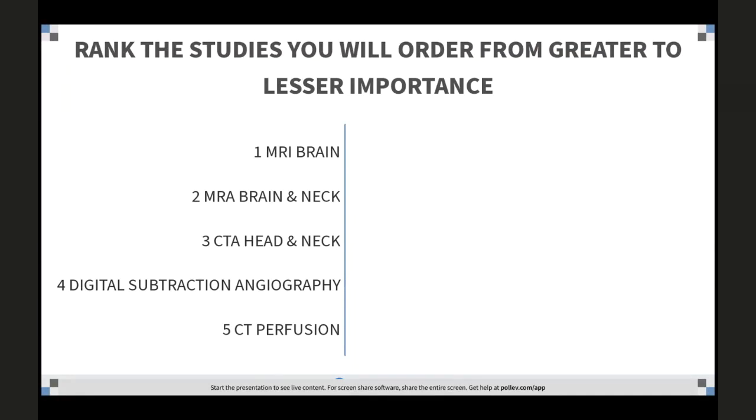Can you guys see this slide? It says rank the studies you will order from greater to lesser importance. Number 1, MRI brain; number 2, MRA brain and neck; number 3, CTA head and neck; number 4, digital subtraction angiography; and number 5, CT perfusion. Can you see those options? Good. Anyone who wants to speak can, or you can poll and I can say what I see in the poll.